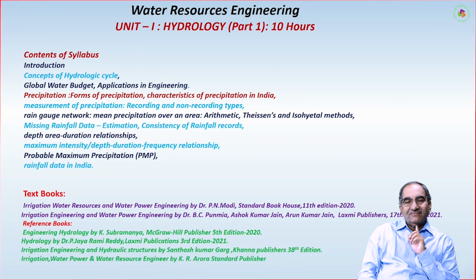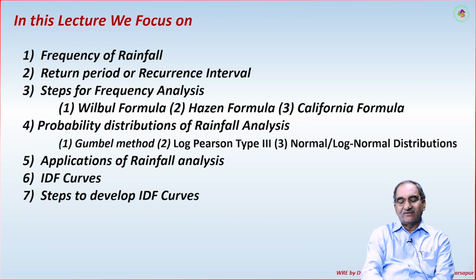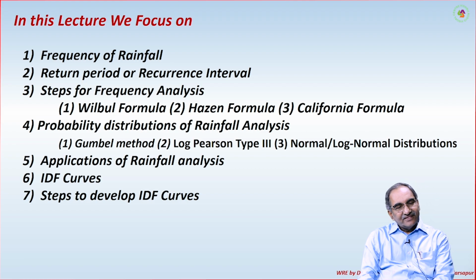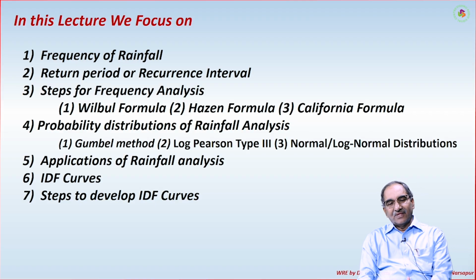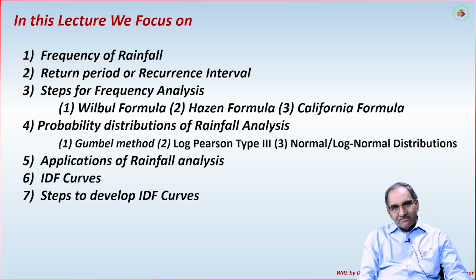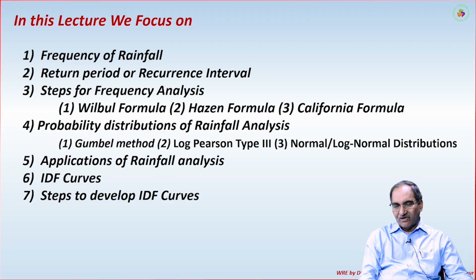So we are dealing with hydrology. In that hydrology, in today's lecture, we focus on the frequency of rainfall, return period or recurrence interval. What are the steps in frequency analysis? What is the Wilbur formula? Hazen formula, California formula. Then probability distributions of rainfall analysis. Then by Gumbel's method, log Pearson method, and the third one is normal or log normal method.